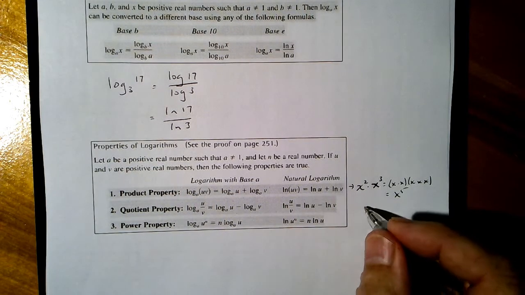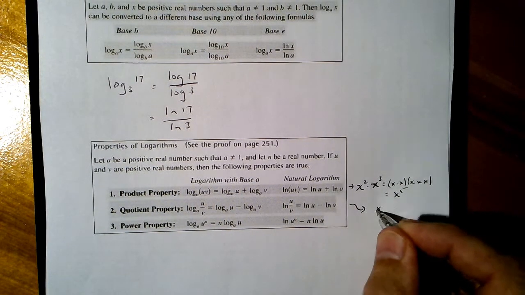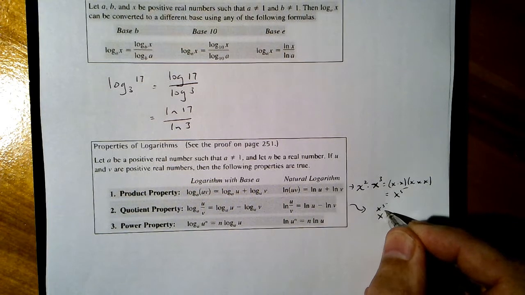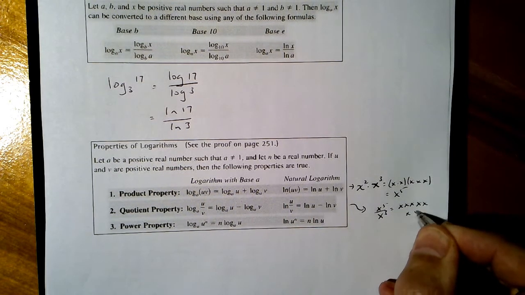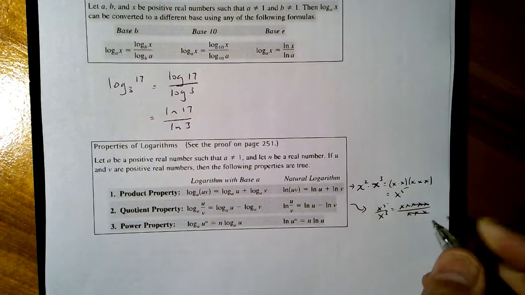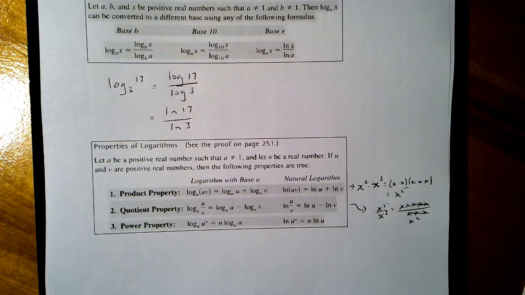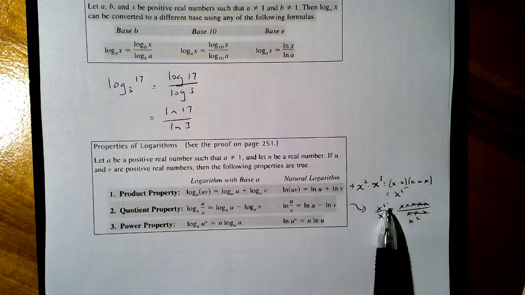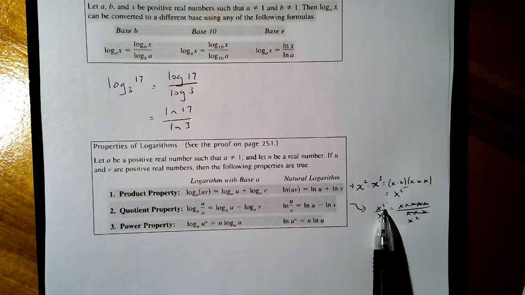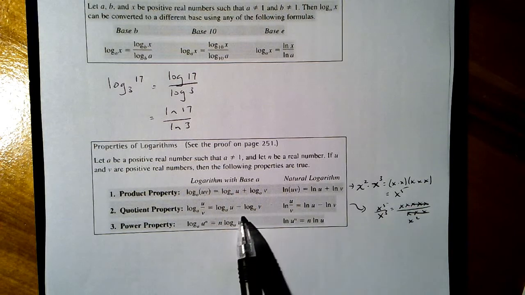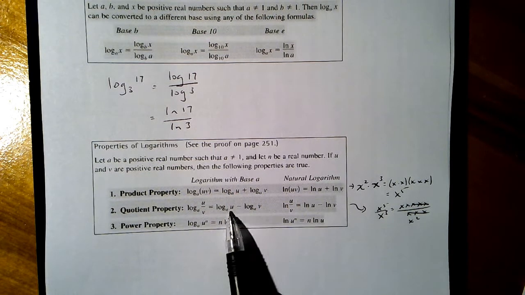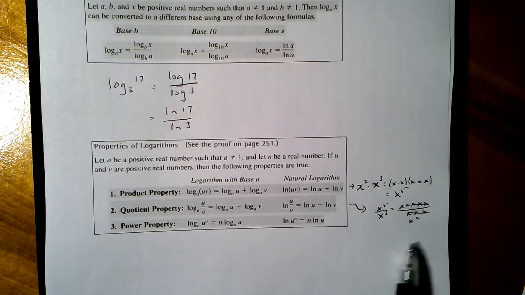So how about when we have x to the fifth on x to the third, we know that's x, x, x, x, x over x, x, x, cancel, cancel, and we get x squared. So we take 5 minus 3, and we just get x squared. Well, when we have a quotient with exponents, we subtract the exponents, and that's what we're doing here.